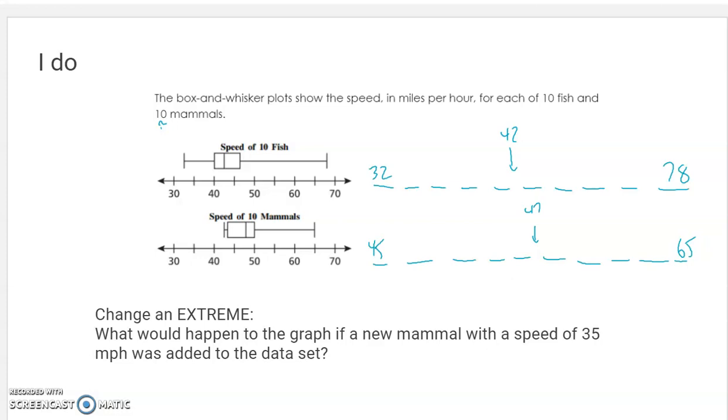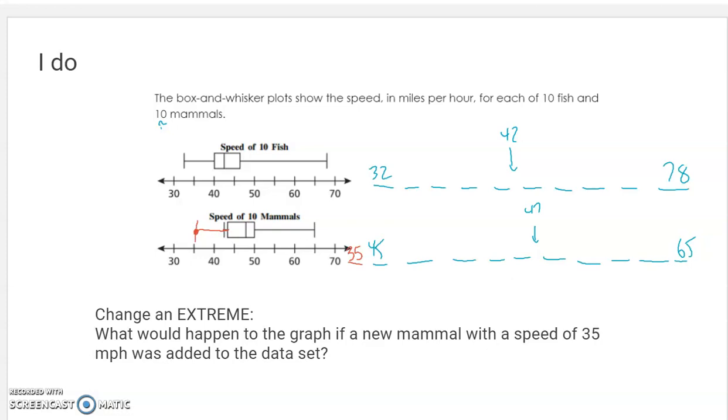So we don't know a ton about this data set, but we do know this. And what if a new mammal was added to the data set on the bottom that only had a speed of 35? So we'd add a new one out here to the left of 35. The main effect that would have on the graph is the lower extreme would change from being here to being way back here. So it would change this graph quite a bit because we'd have to extend it now out to that slowest one.